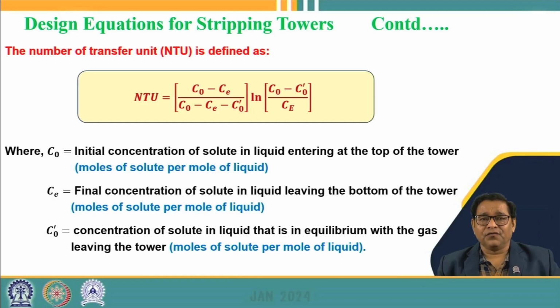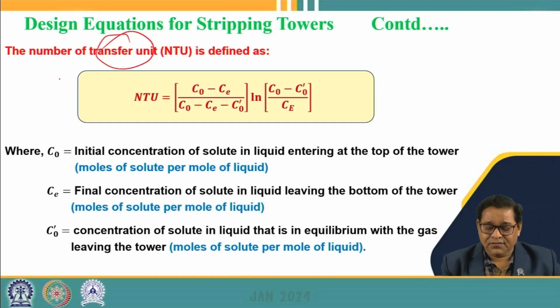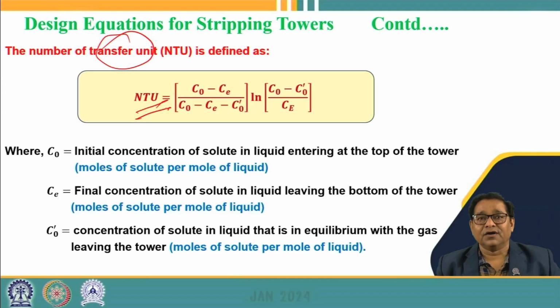Then we have to find out the number of transfer units required, NTU, which is equal to C0 minus CE divided by C0 minus CE minus C dash 0, which is the equilibrium concentration, whereas C0 is the initial concentration of solute in the water, and CE is the final concentration of the solute in the water or wastewater. So using this equation we can find out the number of transfer units required for this stripping column.